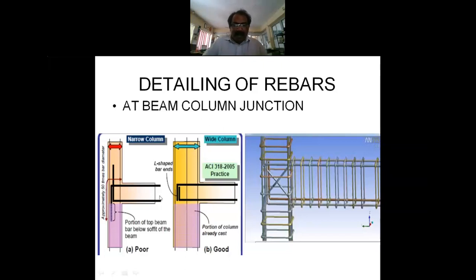If the column sizes are less, it's very difficult to give a development length. When the column sizes are sufficient, you can give a development length. Here also, the development length is 50 to 60 times diameter. Most people ask, sir, I put the top development length, is the bottom development necessary? Yes, it is necessary. At the beam column junction, it should be bent like this. Then only you can ensure proper connection.